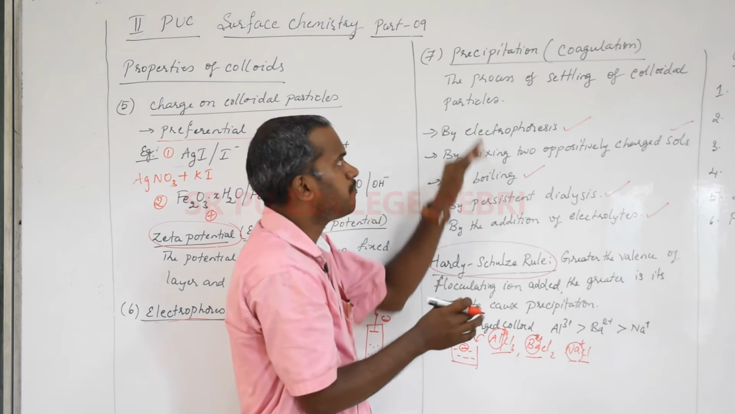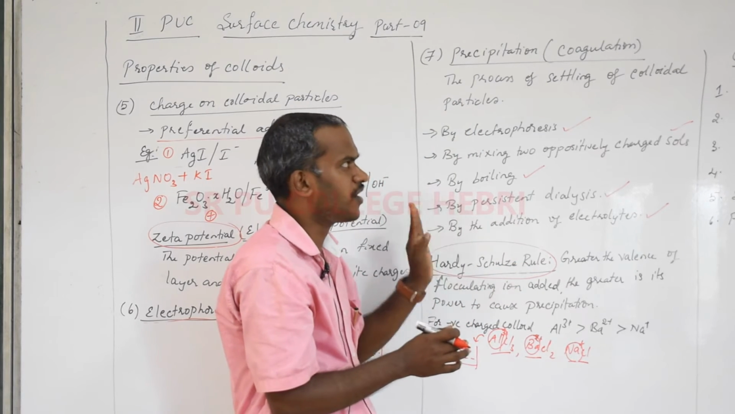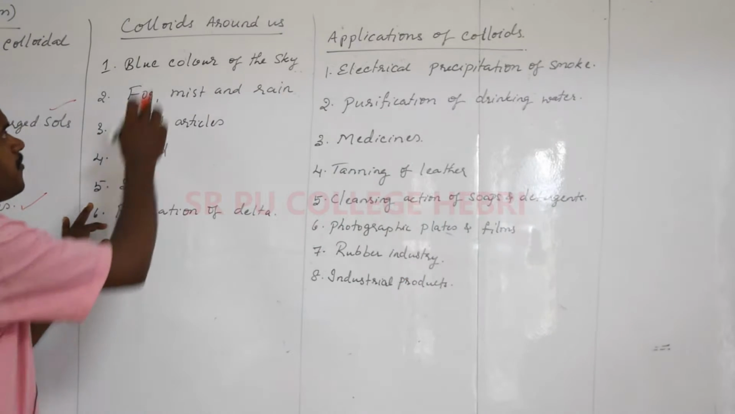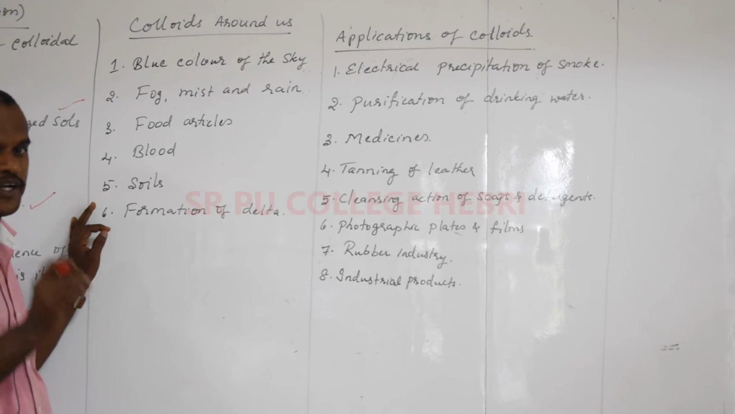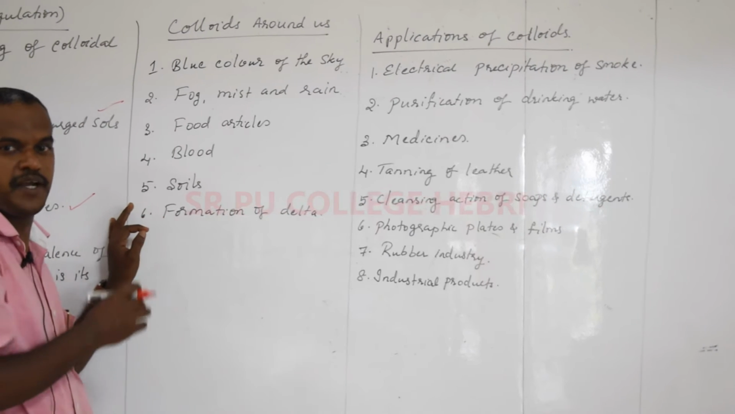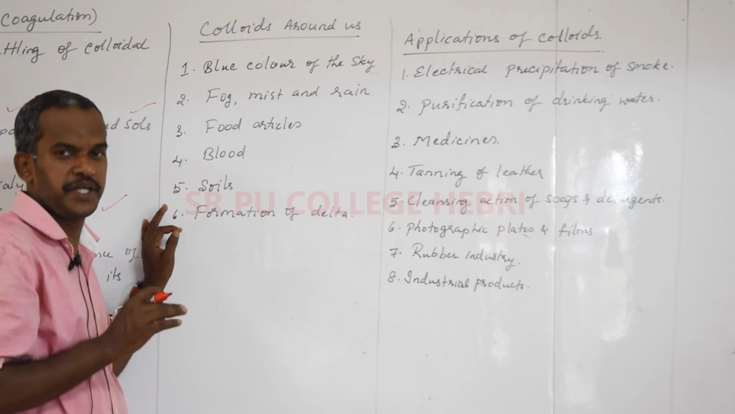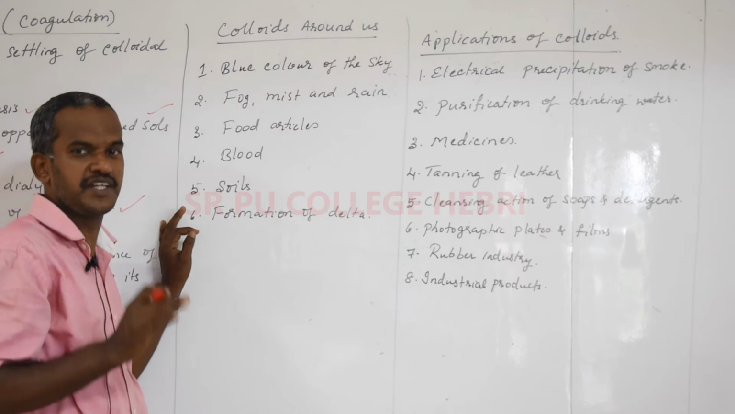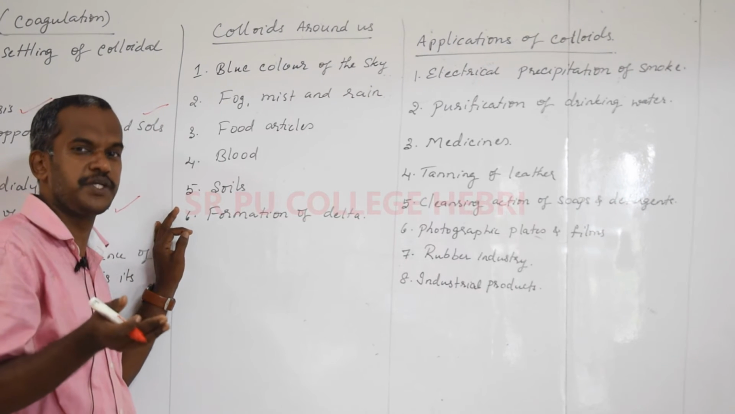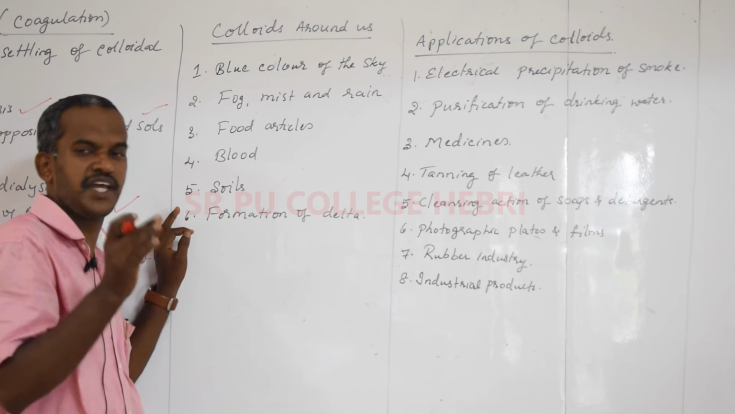Okay, with that we completed the properties of colloids. Are you clear? Properties of colloids we completed. Before we move on to colloids around us, let me tell you one small and important aspect here. Just now we completed the precipitation. So can we prevent the precipitation? Yes, we can prevent the precipitation by stabilizing the colloid. How can stabilization be done? We can use some reagents, which are called stabilizing agents.